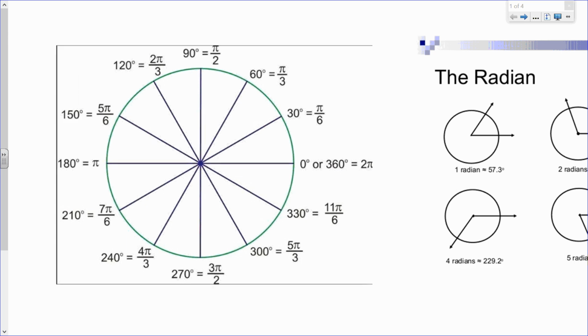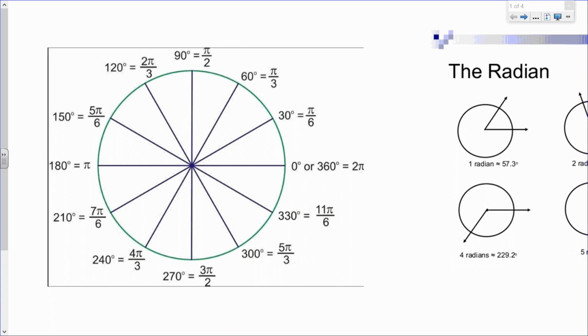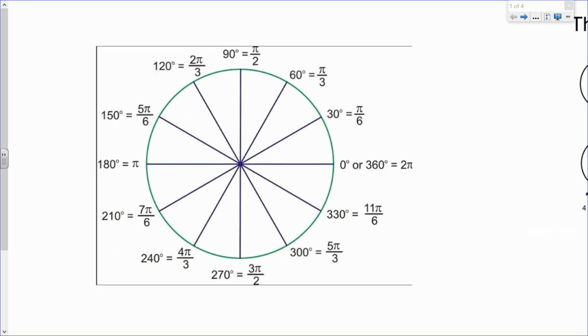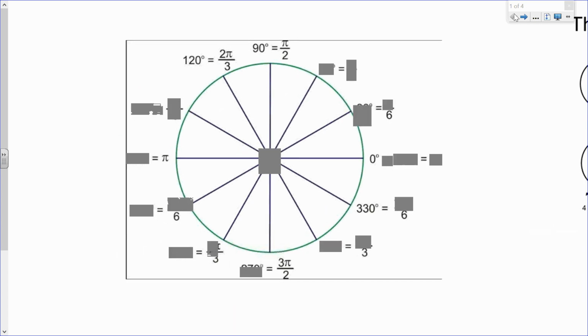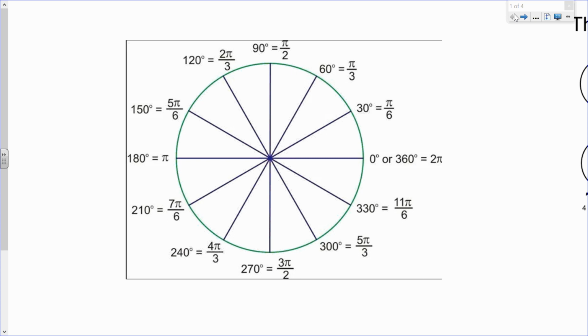So look at the bottom right, you have this picture. This kind of gives you an idea of common radian measures. Notice how 30 degrees is actually pi over 6 radians. Now, where does pi over 6 come from? Pi over 3? What the heck is that all about? That's what I'm about to teach you.